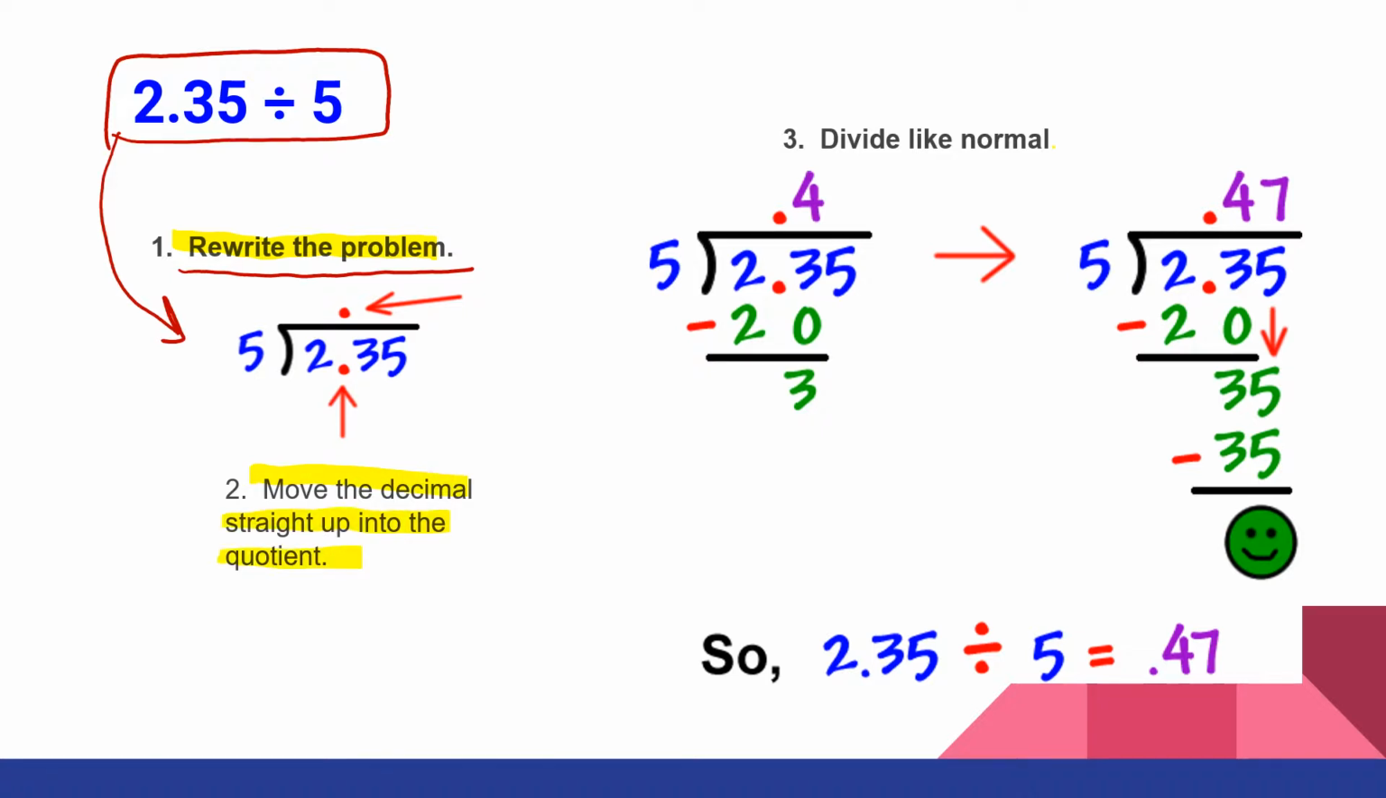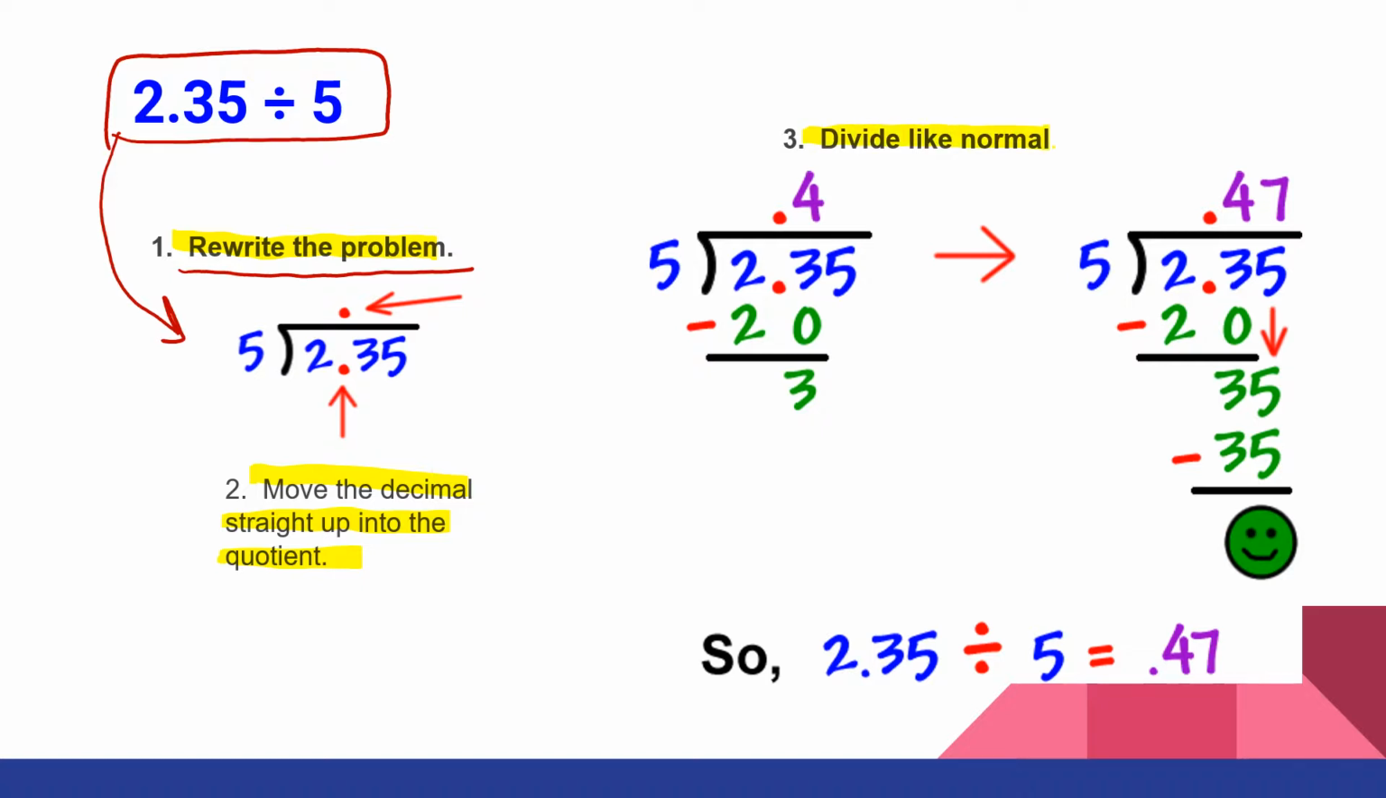Now, yesterday I used a phrase, I'm not sure it was the best choice, "move the dot to the top." We know this is not a dot, it's a decimal, it has a purpose, but you get the idea. We move that decimal just straight up into where the quotient will be. That's step 2. And then step 3, we just divide like normal.